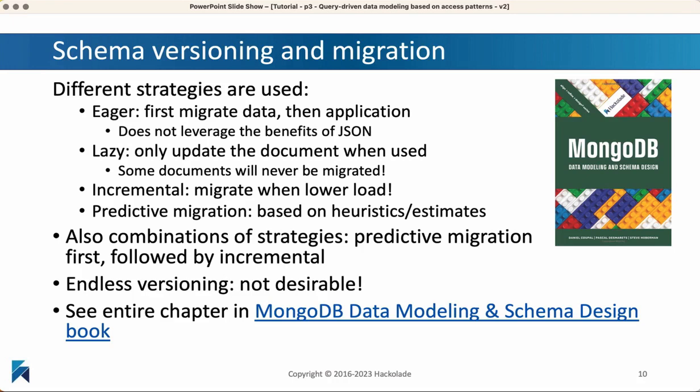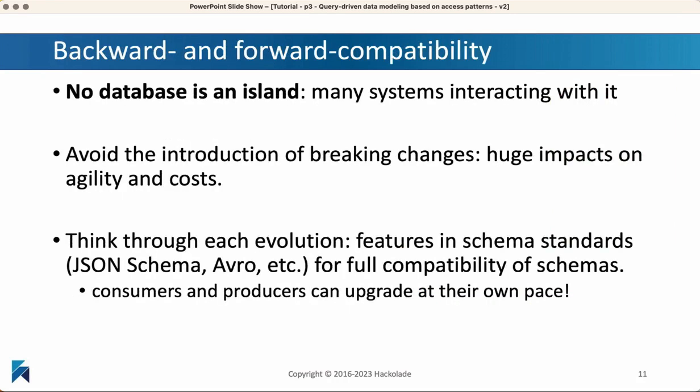Also, more and more people are starting to look at heuristics and statistics and estimates to see which parts of my data am I going to have to migrate beforehand, eagerly? Which part can I do whenever, and which part do I do when I have some time, when I have some lower load, for example. So this is basically doing this in a data-based way. You're going to leverage some of your statistics to do this the right way. So that means that there are combinations of strategies that are possible, right? But one thing is for sure, I think we do want to make sure that our query-driven data models don't have an endless amount of versions at any point in time. That's just making life complicated for everyone.